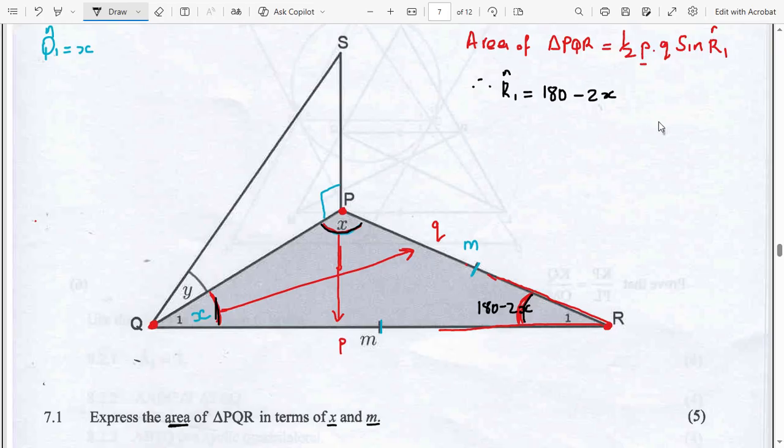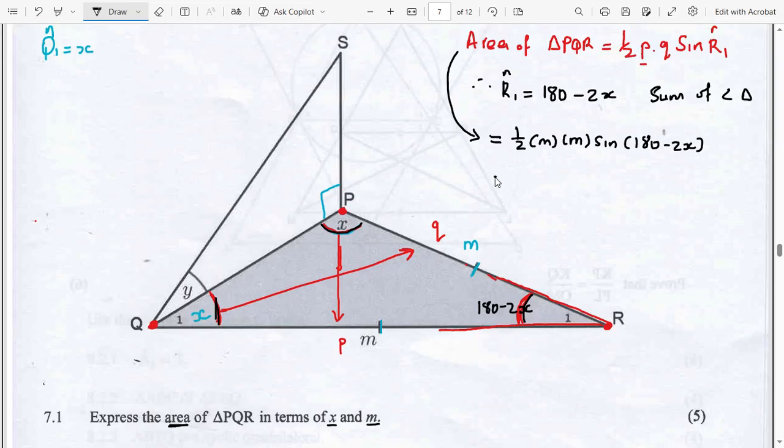Okay, so now that you have angle R, let's go and write this. Please, when you answer a question, try to also give them reasons. Say that the reason is going to be sum of angles in a triangle. So let's just do the substitution on that formula. The area will be half small p, it's m, multiplied by m, then the sine of 180 minus 2x.